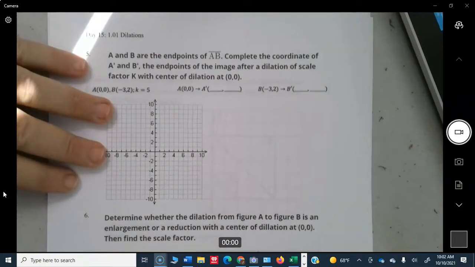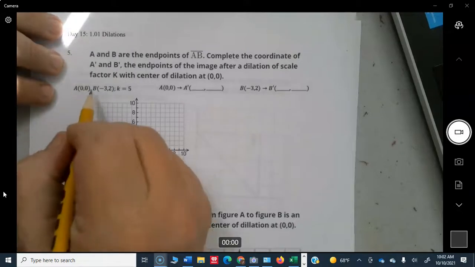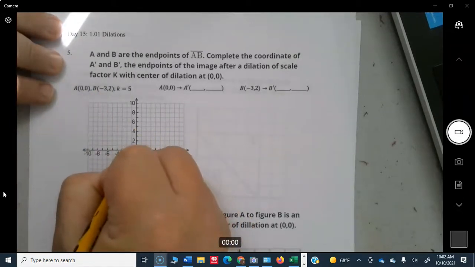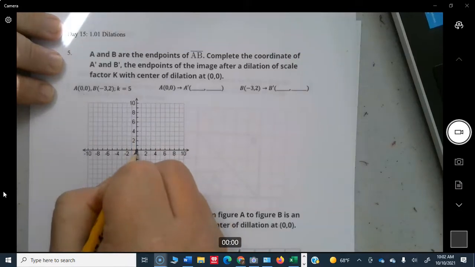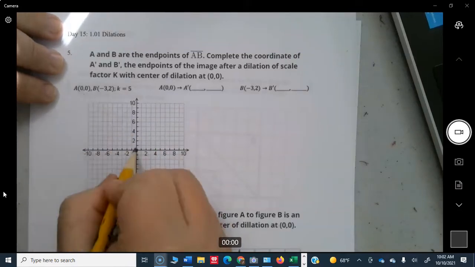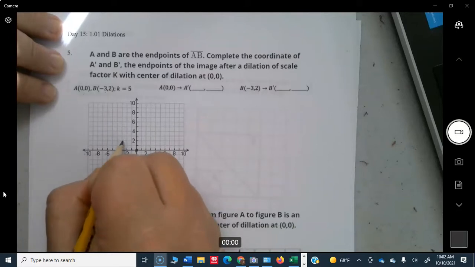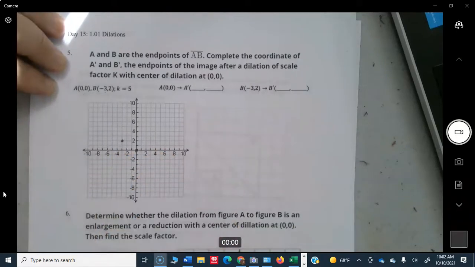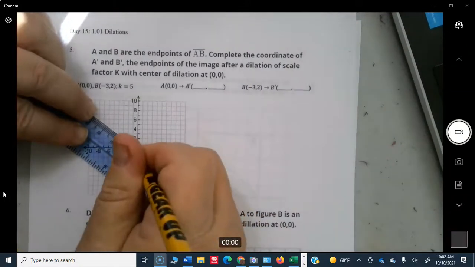Okay, here we go. So we're going to plot these 2 points. So 0, 0 is right there at the origin. And negative 3, 2. Now we finally have a negative number. We're going to go to the left 3. 1, 2, 3, and up 2. 1, 2. So our original line is right there.